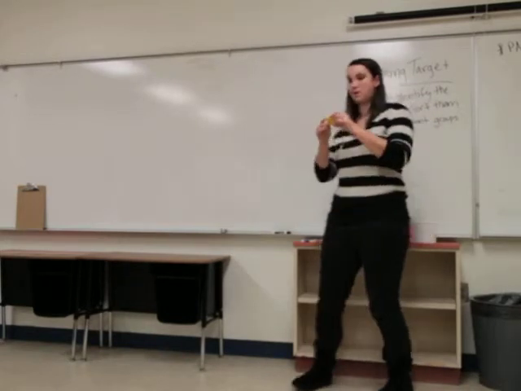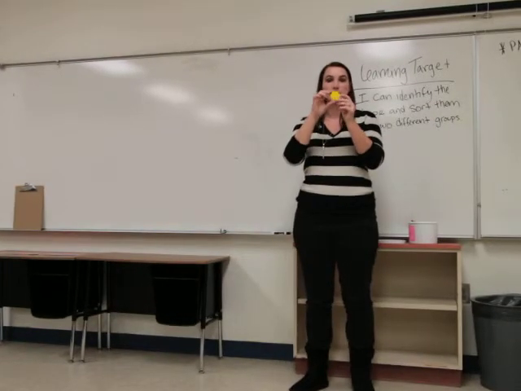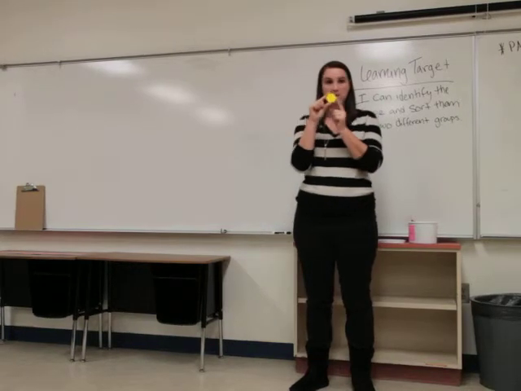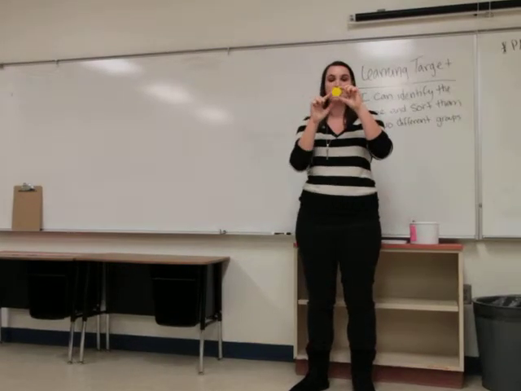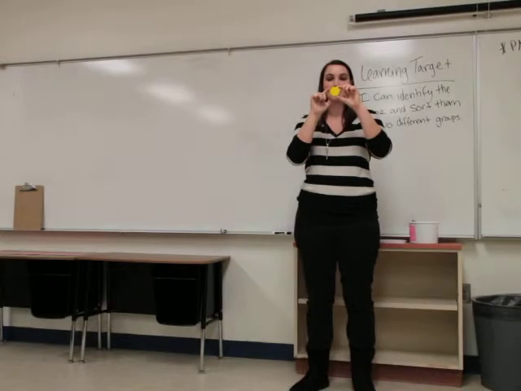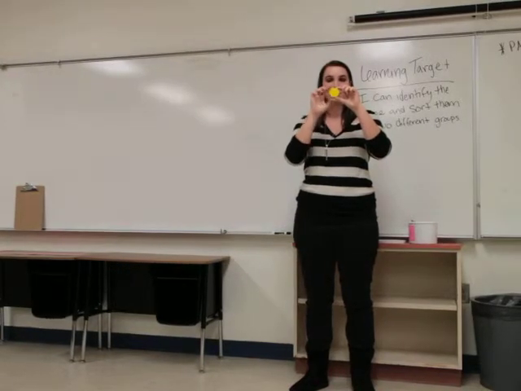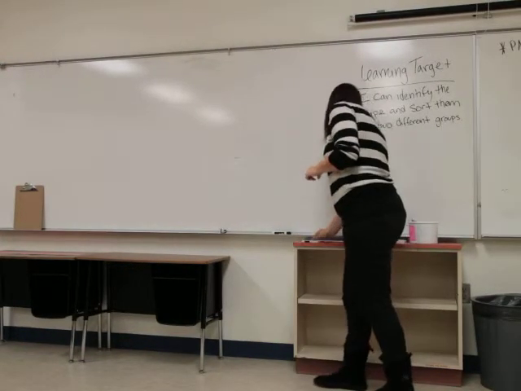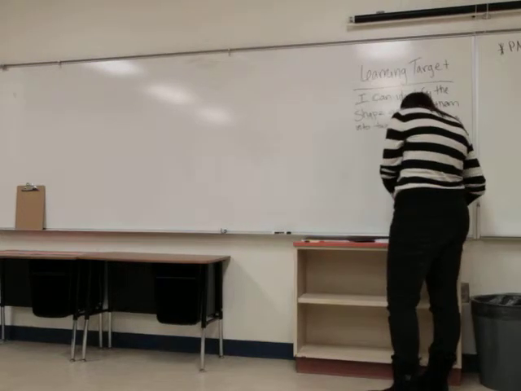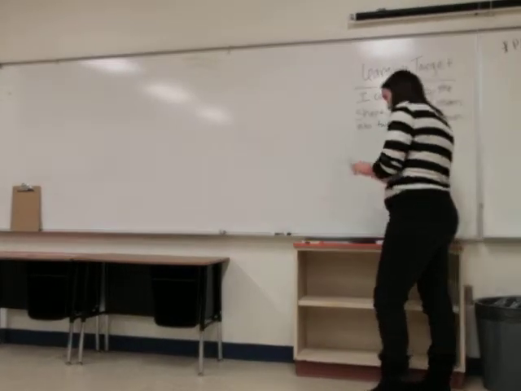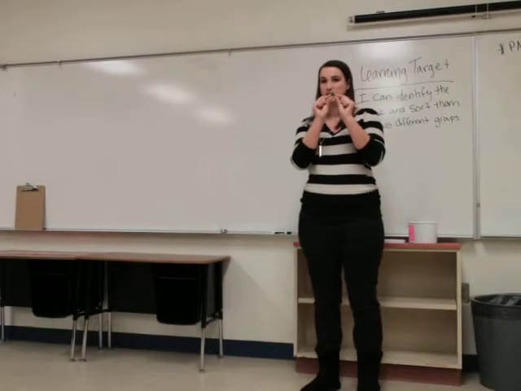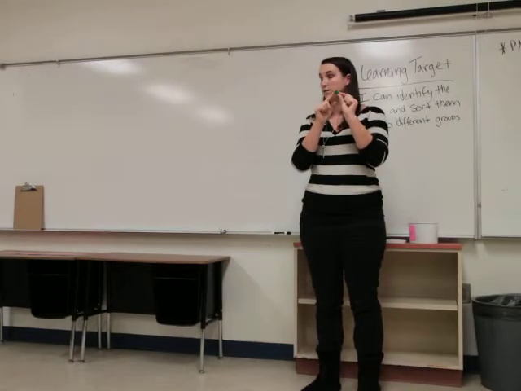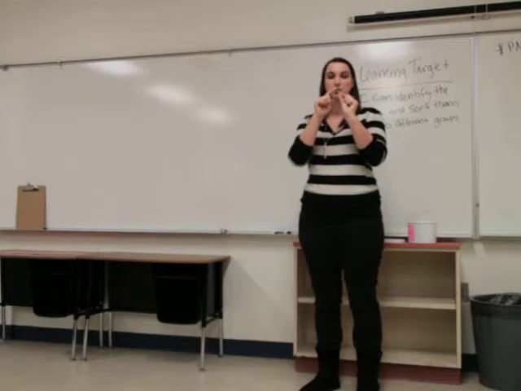Okay. The next one, can anyone tell me what this is called? Alright, correct, a hexagon. 6 sides, 6 points. Okay? And last but not least, what is this called? Correct, a triangle. 3 different sides, 3 different points.